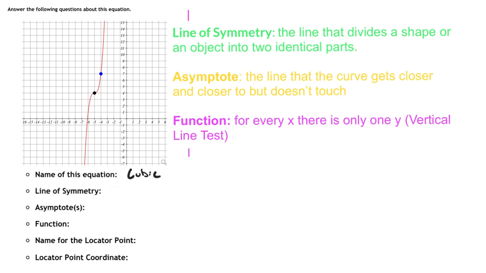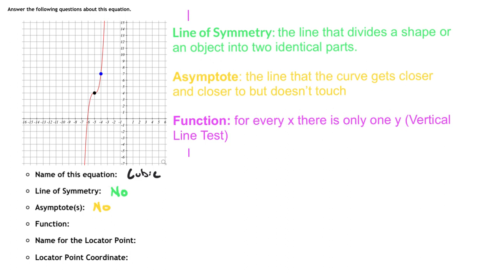So line of symmetry is, as it states up here, the line that divides a shape or an object into two identical parts. And all we're going to say here is that no, this does not have a line of symmetry because there isn't a line that would do that. An asymptote is a line that the curve gets closer and closer to but never touches. So it's a horizontal or vertical line that your curve gets close to. No, this does not happen.